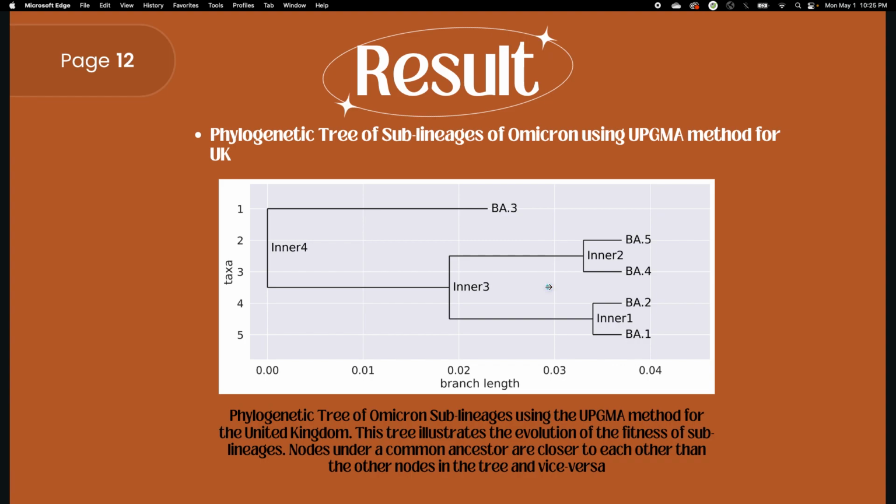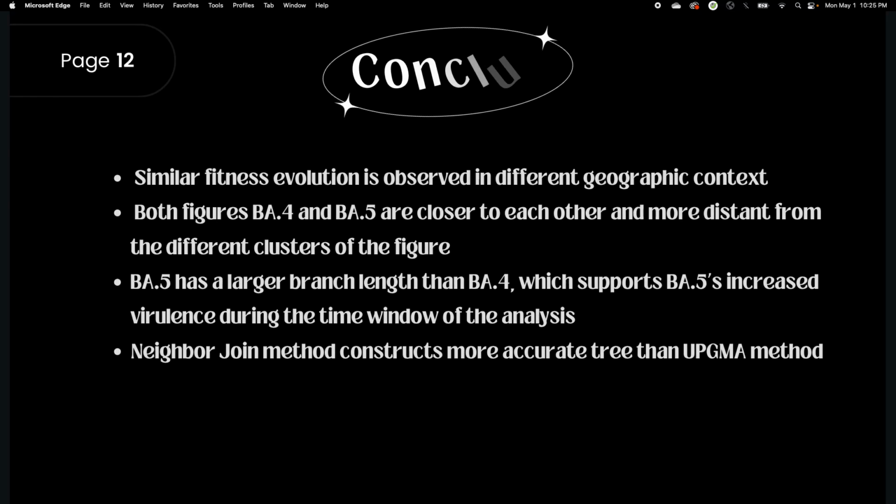this tree basically says that their growth was pretty similar over time, but obviously BA5's strength is higher than BA4. So assuming a similar growth fitness advantage for BA5 would be an inaccurate estimation of the fitness and evolution tree.